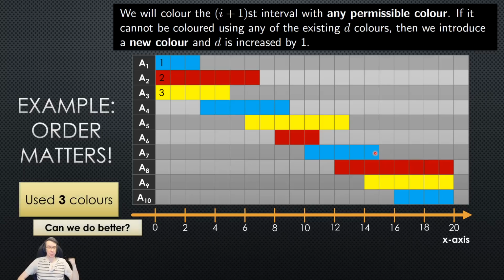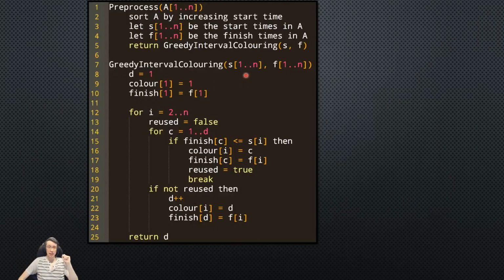Is this optimal? What do you guys think? So I'm going to assume that if you wanted to answer, you've answered by now. We have to use at least 3 because there's a point in time here where all 3 of these intervals overlap simultaneously. And if all 3 intervals overlap simultaneously, clearly we need at least 3 colors. So this is optimal. So here's the algorithm for doing this.